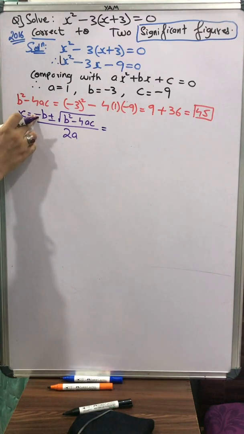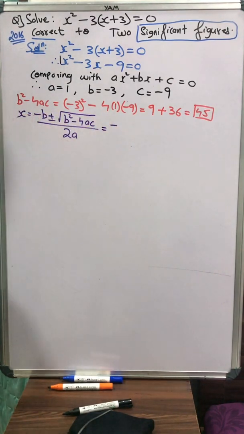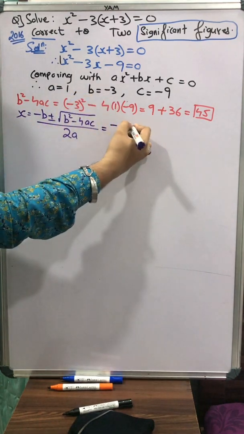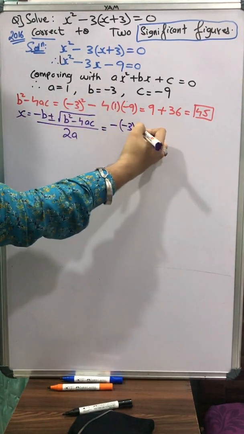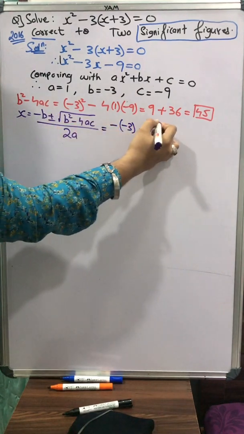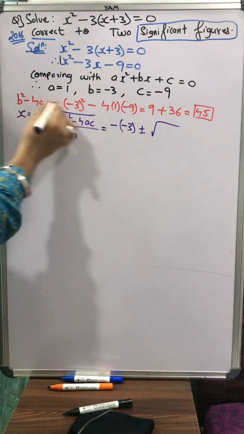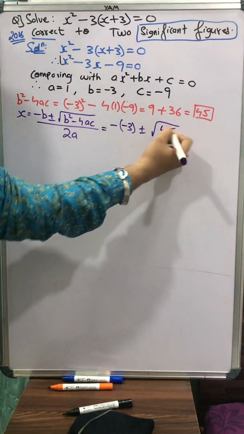Okay, minus, this minus is in the formula. I wrote as it is minus b. What's the value of b? B is minus 3. So I need to write here minus 3. Okay. Plus minus, I'll write plus minus root. So I'll write a square root. Square root of what? B square minus 4ac. And b square minus 4ac's value is 45. So I'll write here 45.